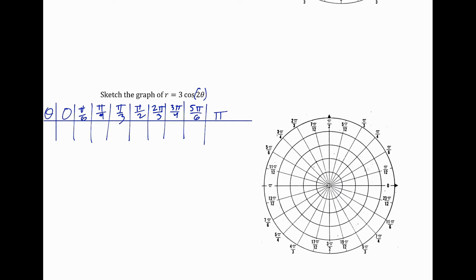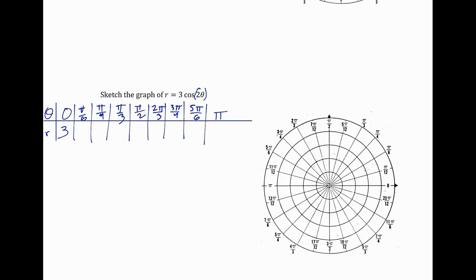We're going to plug these into our equation. So we have, again, 3 times the cosine of twice all of these angles. Now again, plug these into a calculator. So we'll do 3 times the cosine of 2 times 0. We end up getting a radius of 3.